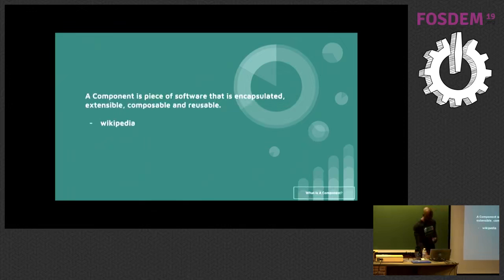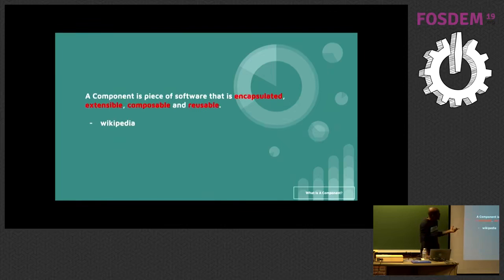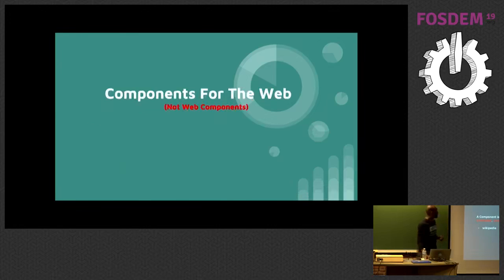And what does Wikipedia tell us? A component is a piece of software that is encapsulated, extensible, composable, and reusable. Some people in software engineering call that a clear module. It has a behavior, and then it gives you an interface to interact with, right? There are a few keywords right there: encapsulated, extensible, composable, reusable. Those are the four keywords. This thing has been around before the web even started, if you think about it. But we haven't used this concept in front-end engineering, okay?